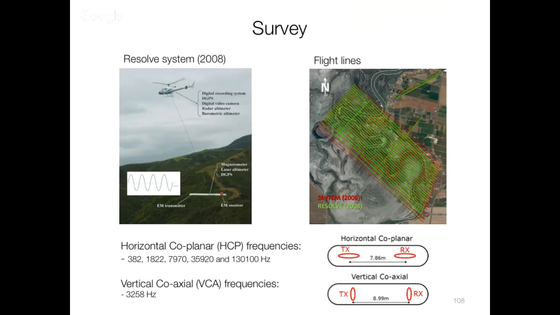You're basically measuring the ratio of the secondary to the primary. And there's also what is called coaxial coils. Different frequencies from about 400 to 130,000, flowing across these lines here in the green. So it's your helicopter, transmitter, receiver, its frequency domain. There's a magnetometer and altimeter there, and yeah, that's your system.